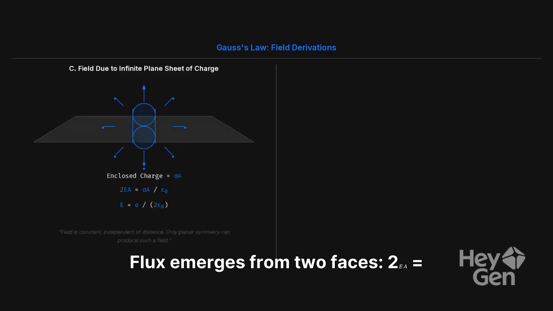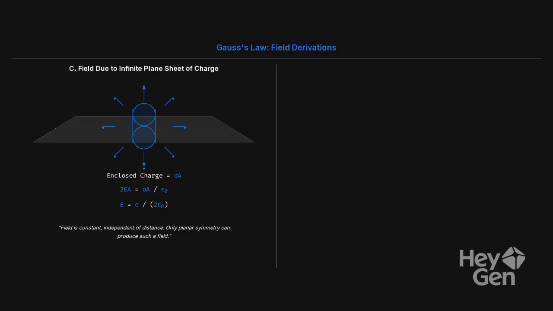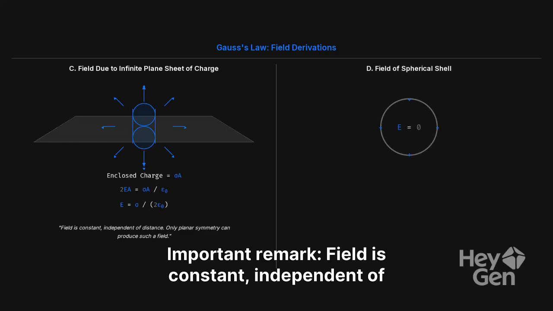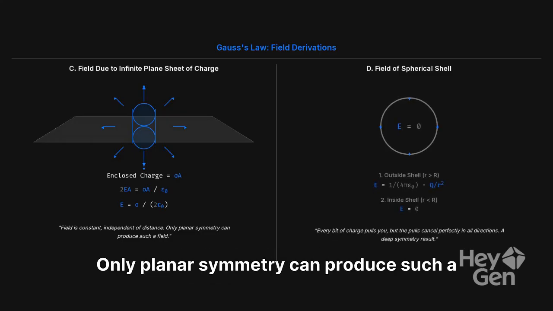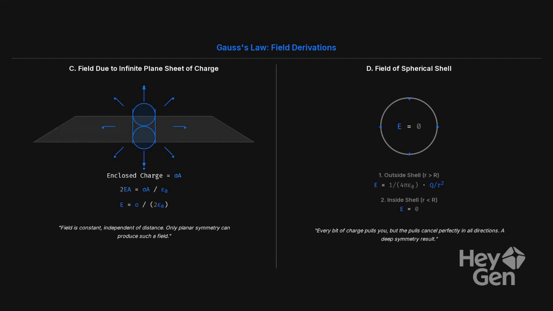C. Field due to an infinite plane sheet of charge. Gaussian surface, a pillbox. Enclosed charge equals sigma times A. Flux emerges from two faces. 2EA equals sigma A/epsilon_0. Thus, E equals sigma/(2 epsilon_0). Important remark: the field is constant, independent of distance. Only planar symmetry can produce such a field.